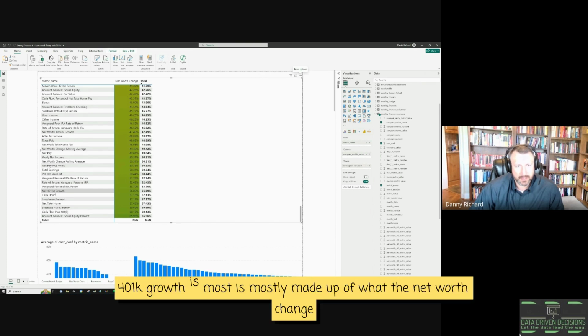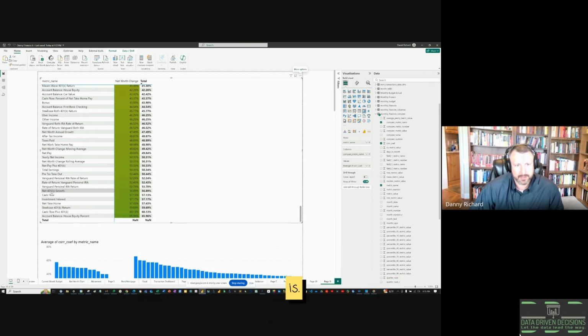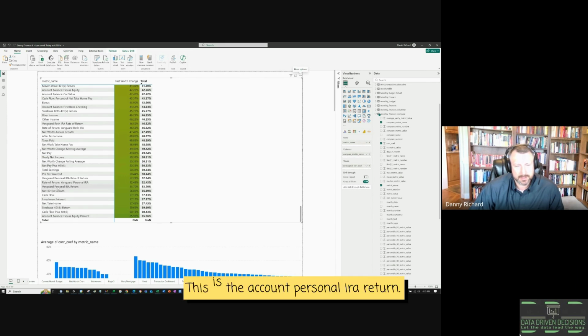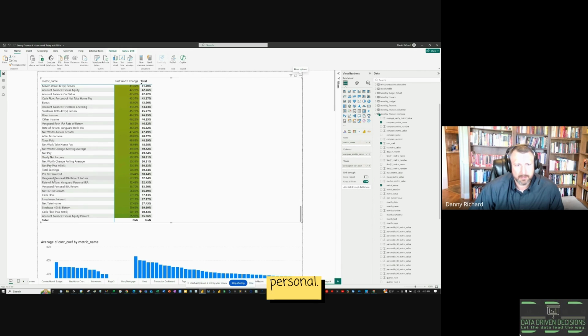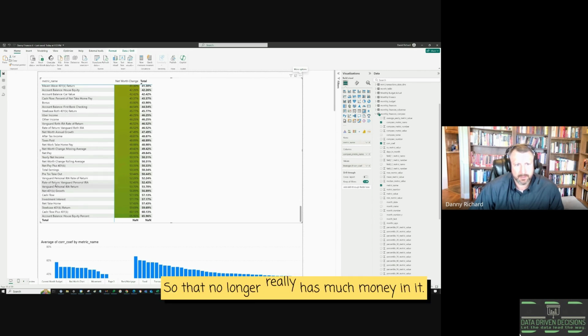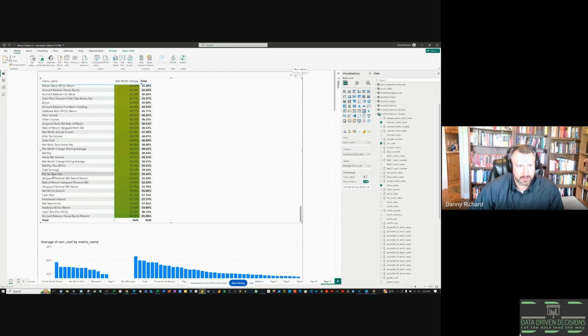The 401k growth is mostly made up of what the net worth change is. This is the account personal IRA return. That's weird. Negligent small account. Vanguard personal. So that no longer really has much money in it. Weird that that's so highly correlated.